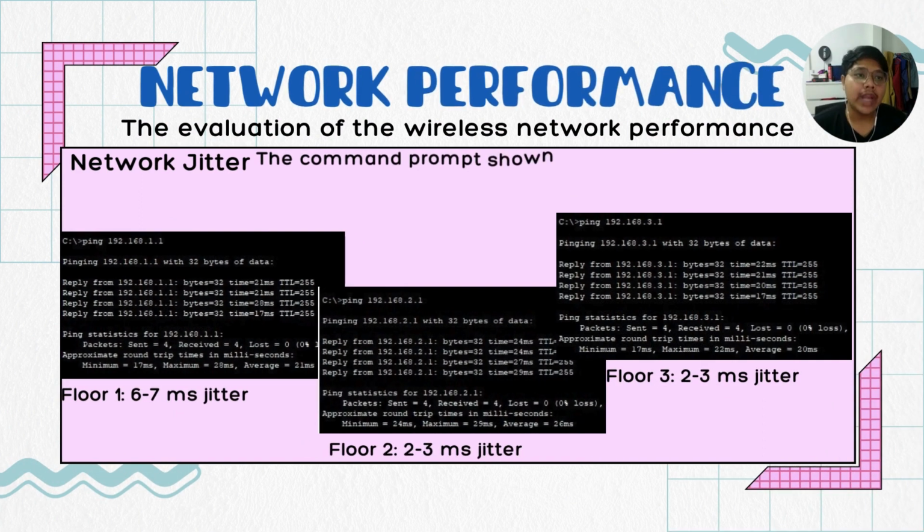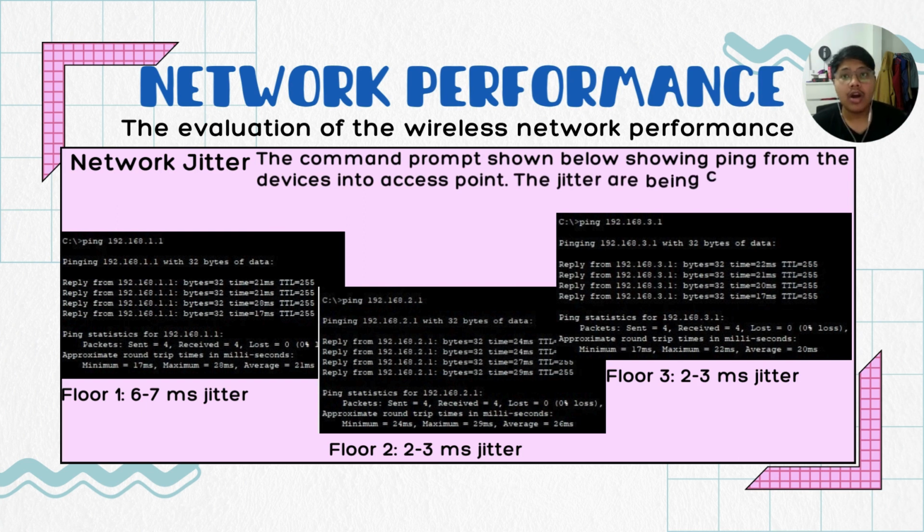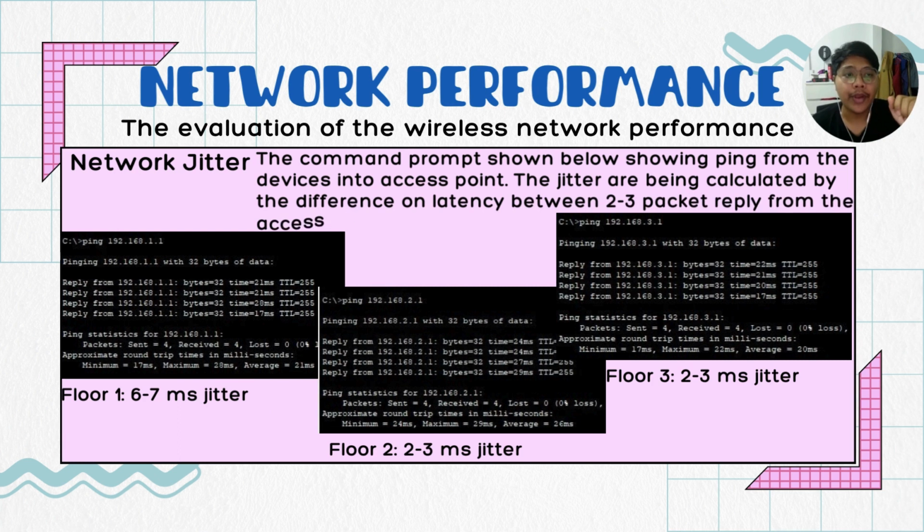Okay, now we go to network performance. So my part is network jitter. So the command prompt shown below is showing ping from the devices to the access point. The jitter is calculated by the difference in latency between 2 or 3 packets replied from the access point. So floor 1, which is with ping to 192.168.1.1, the IP for the floor 1, we identify there are 6 or 7 millisecond jitter, which is minimal, acceptable, but very minimal.